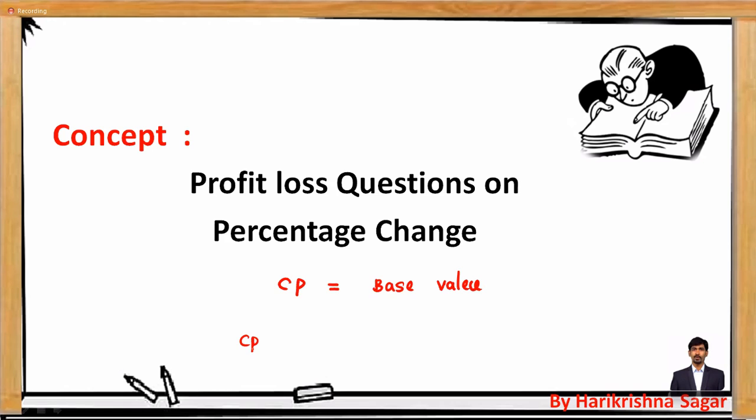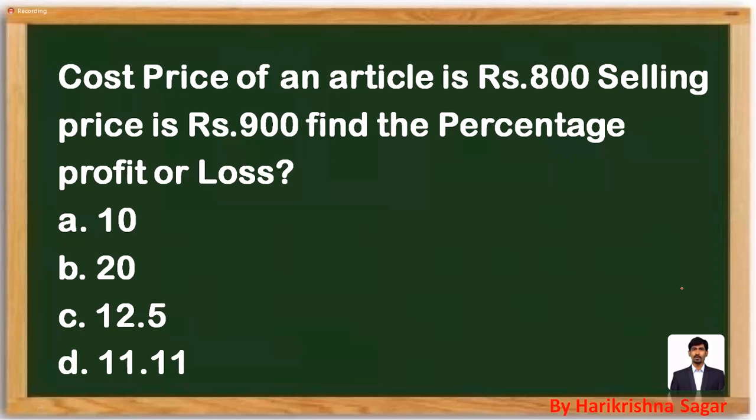For example, the cost price of the article is 100 rupees and you are selling this article for 120 rupees. What is the percentage profit is the question. We can say on top of 100, there is a profit of 20. So we can say 20% is going to be the profit. Like that, you can see the questions. Let's have a glance at the question which is available on the screen.